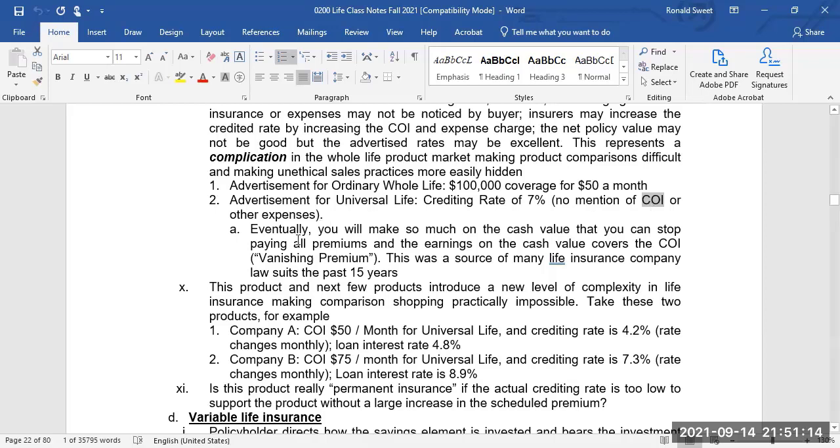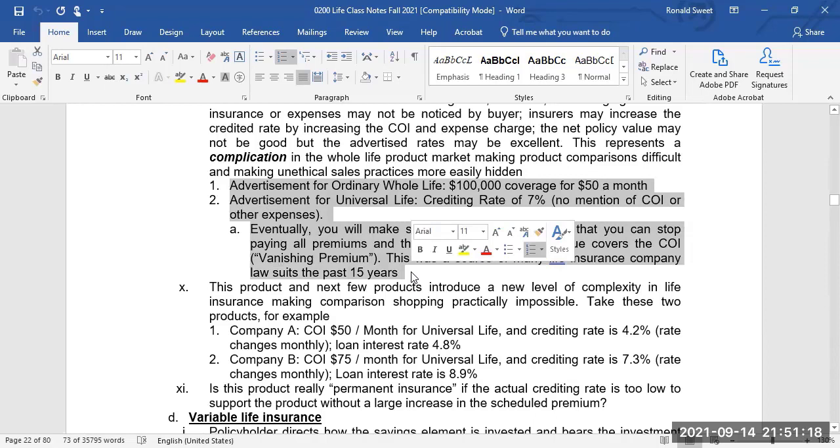But then the other thing we've got to realize is that universal life is the first of these types of products, and it's the least complicated. So this is the least complicated. We've got the crediting rate, the cost of insurance, the borrowing rate. You've got three things that just by themselves make this almost impossible to compare.